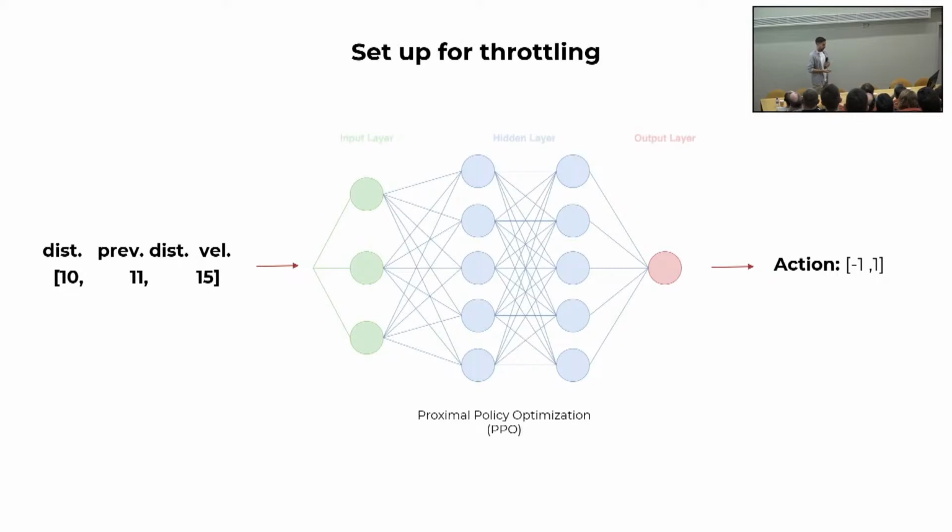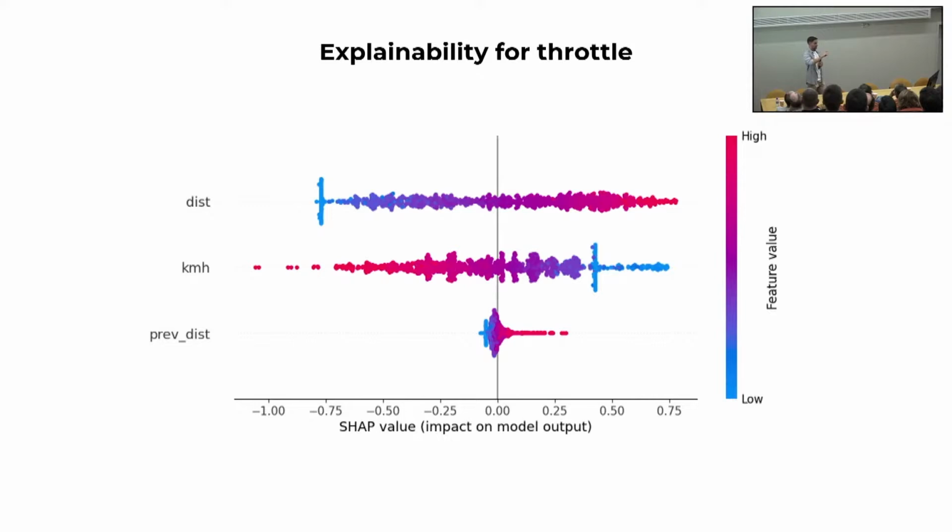The explainability for this part: basically, when the distance is higher, the probability of accelerating is also higher, because we want to keep a certain distance to the leader. And when our velocity is higher, the probability of braking is also higher, because we want to keep a safe distance to the leader.